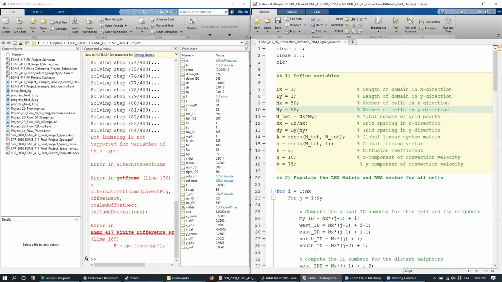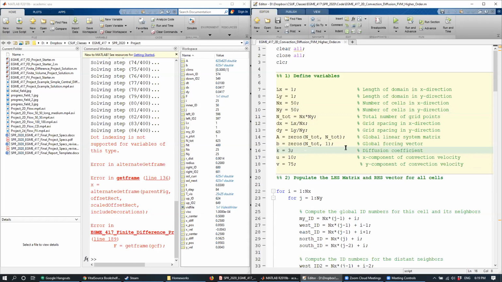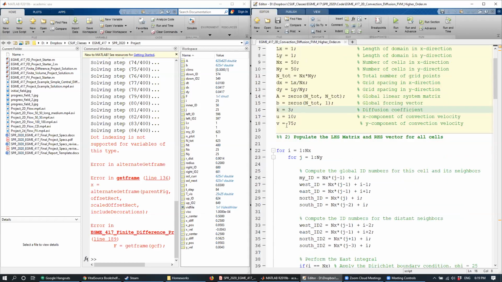So we define all of our values here. The length of the domains is going to be 1 and 1, so we're going to have 50 cells in each direction. Okay. Here we're defining all of our matrices and our parameters. For this problem, the parameter values are going to be a little bit different. So our diffusion coefficient is going to be 3. Okay, so that's our k value. And then our u and v are also going to be different. So our u is going to be 10, and our v is going to be 75. So these are going to be constant.